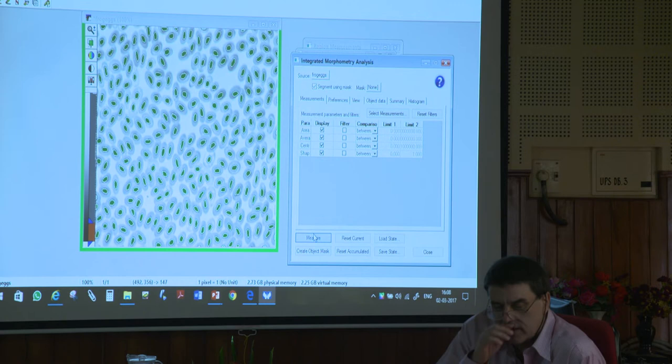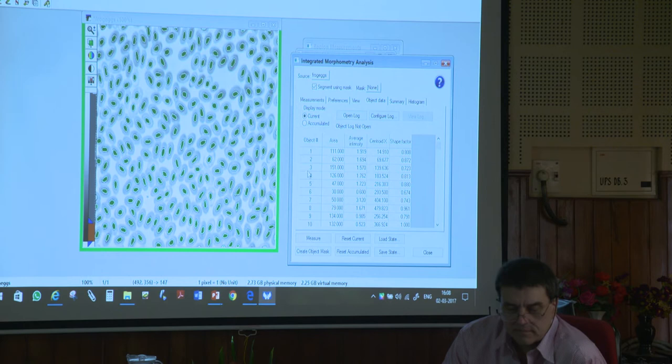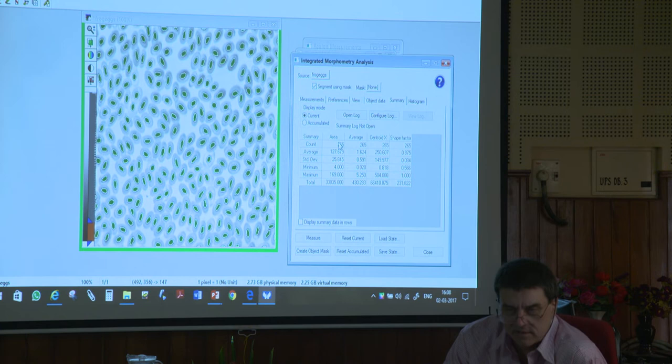Okay. If we look at the summary data, it counted 265 objects on this image. Okay. The average area is 127.67. Okay. Does that make sense what it's doing? It's looking at all the data here.